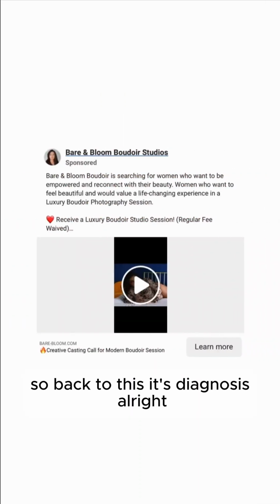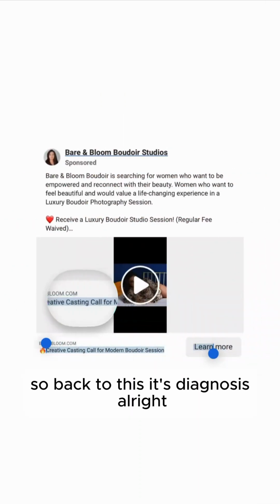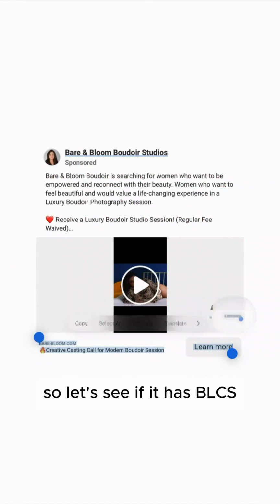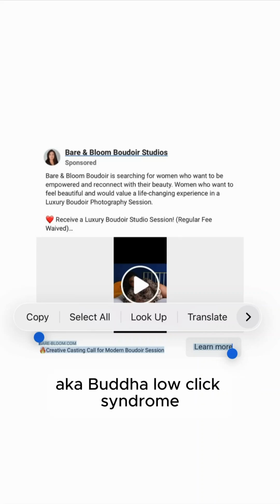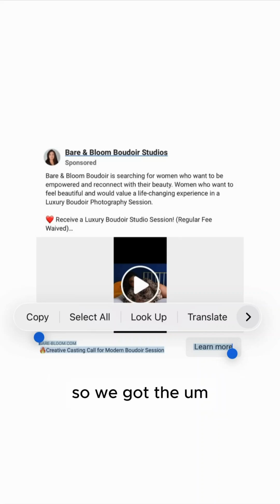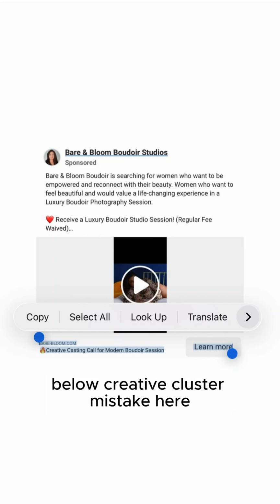So back to this. Let's diagnose this. All right, so I'm going to see if we believe it has BLCS, aka Boudoir low click syndrome. So we got the below creative cluster mistake here.